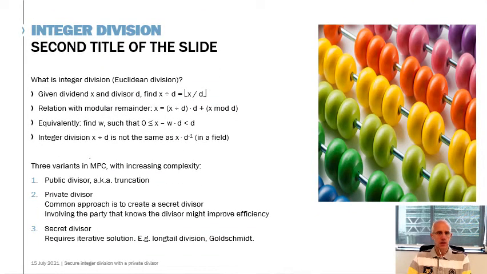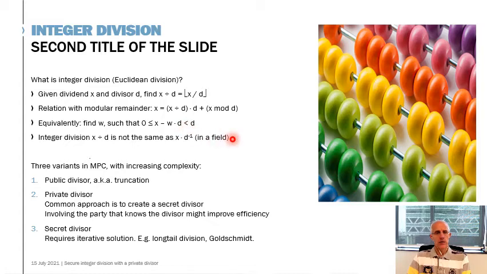What is integer division? Also known as Euclidean division. So we have given an integer dividend x, the integer divisor d, and you want to compute x div d, x divided by d rounded downwards. There's a clear relation with the modular remainder. So x equals x div d times d plus the modular remainder. If you know the one, you can compute the other, which also means that if you want to find the div, you can compute the number w such that the remainder is between 0 and d, and then you know that you have the right div.